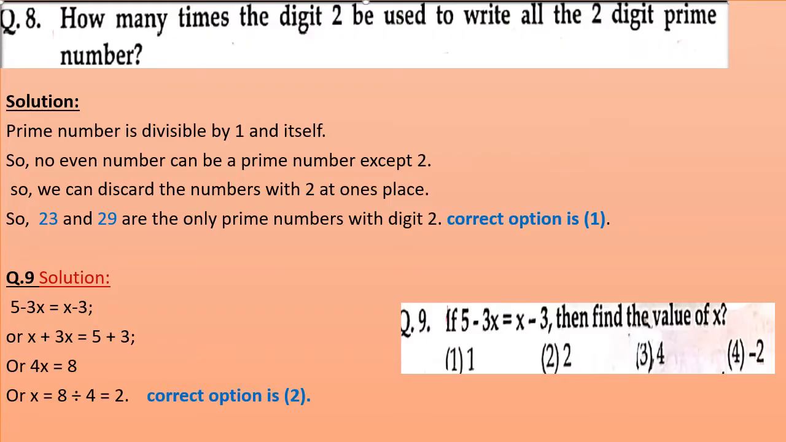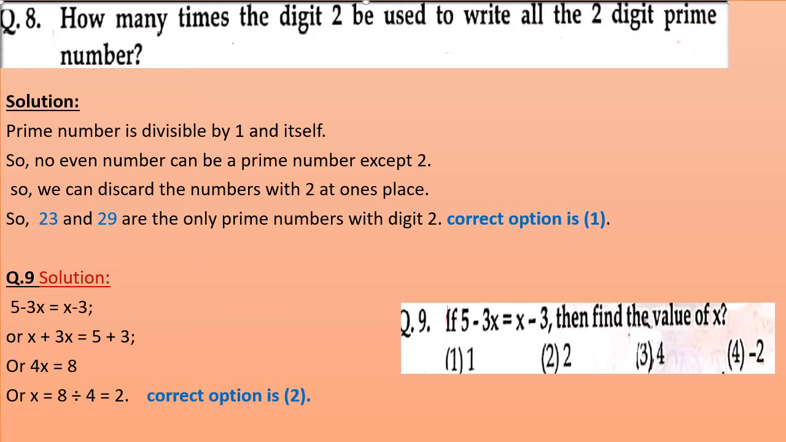Now see the solution of question 8 and 9 here. Question 8 was how many times the digit 2 is used to write all two-digit prime numbers. A prime number is divisible by 1 and itself, and no even number can be a prime number except 2. So we can discard the numbers with 2 at the one's place. So 23 and 29 are the only prime numbers with digit 2. The correct option is 1.